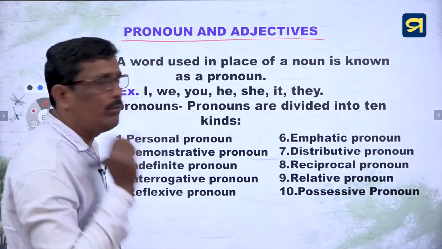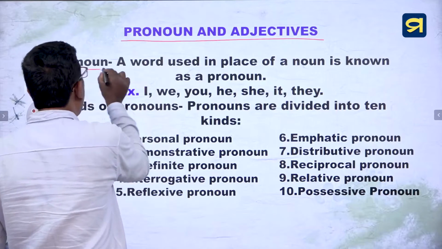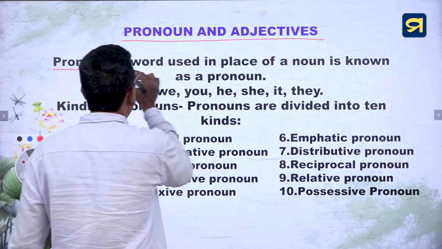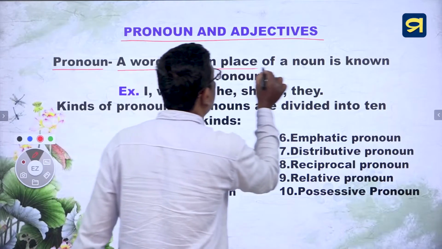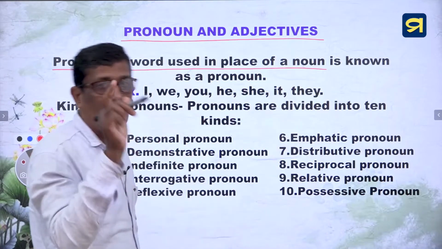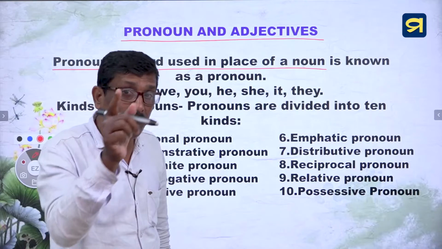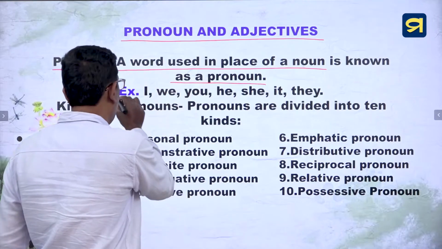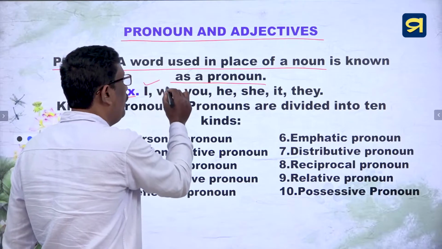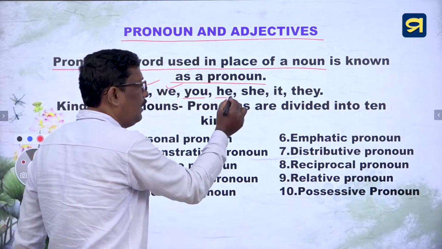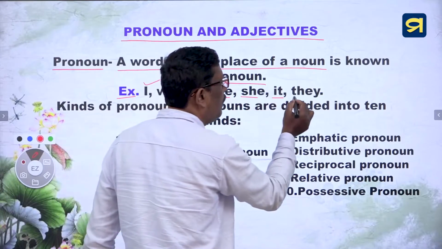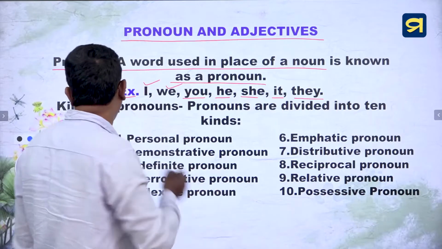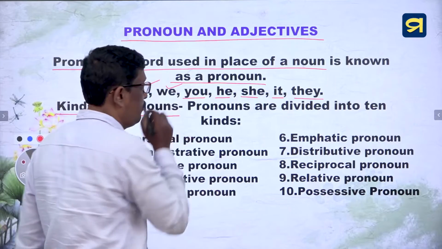What is a pronoun? A word used in place of a noun is called a pronoun. Example: I, we, you, he, she, it, they. And we are going to discuss the different kinds of pronouns.